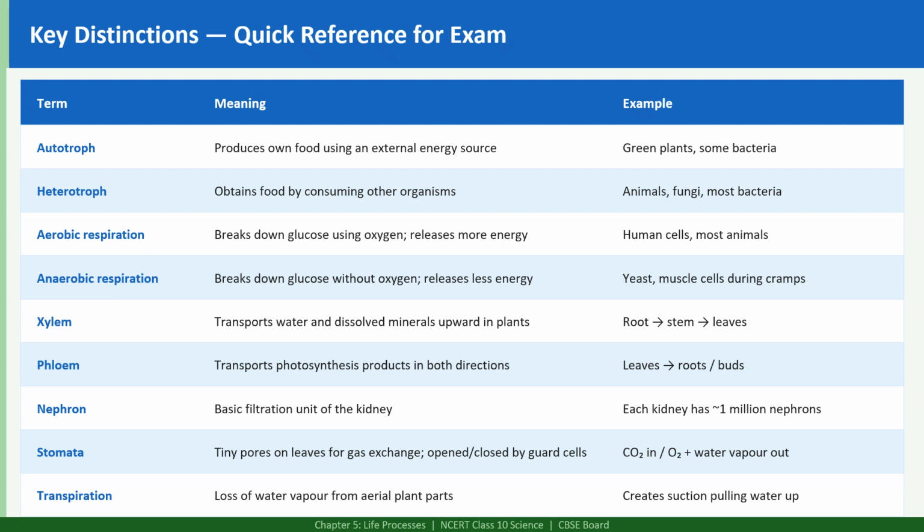In the next chapter, we'll be talking about autotrophic nutrition, where I will teach you all these things. For example, carbon dioxide is taken in, and oxygen is given out, and water vapor is also given out. So what is transpiration? It is the loss of water vapor from the aerial parts of the plants. It creates a suction, pulling water up.